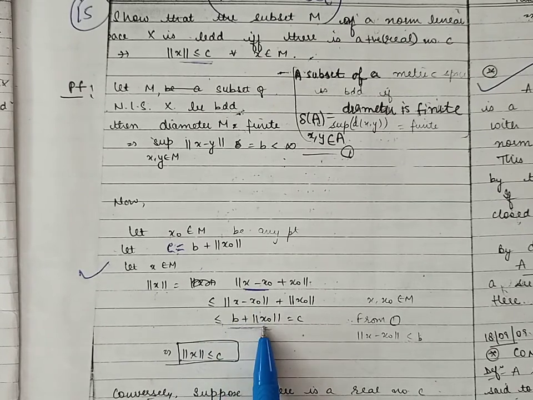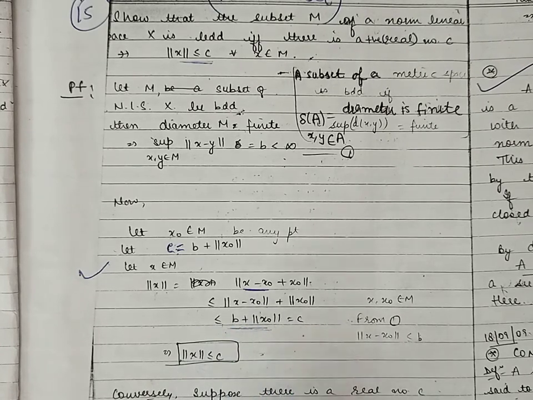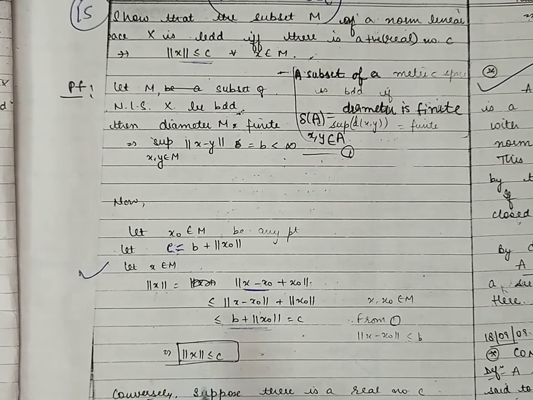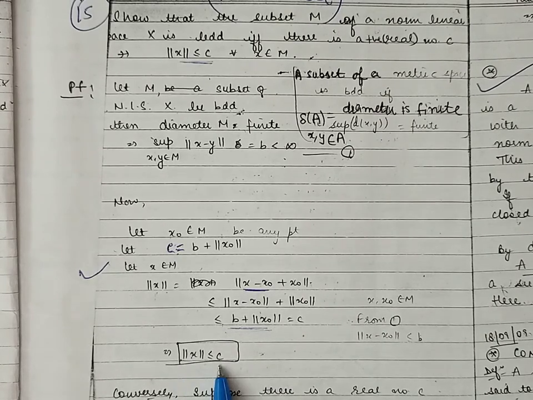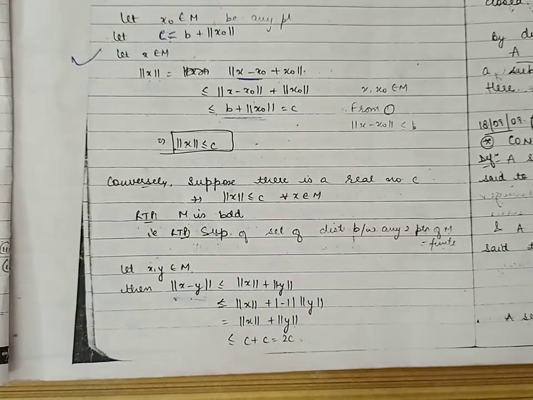Now B plus norm of x naught is also a constant. So let us denote this by C. So we have obtained the first part, norm of x is less than or equal to C. Now let us do the converse part.